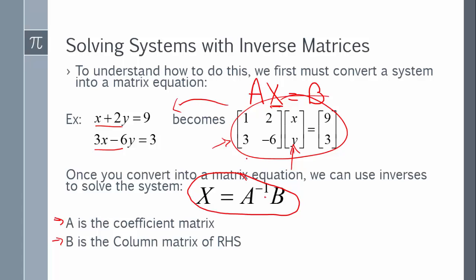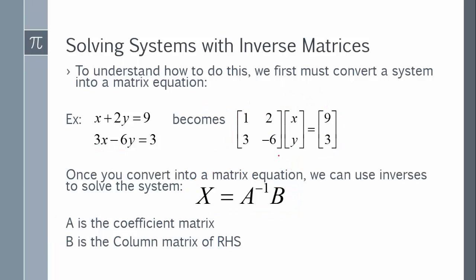So that's what we have to do. We basically turn the system into this equation, take A inverse and multiply it by B, and then we're done. All right, so let's do some examples of that.